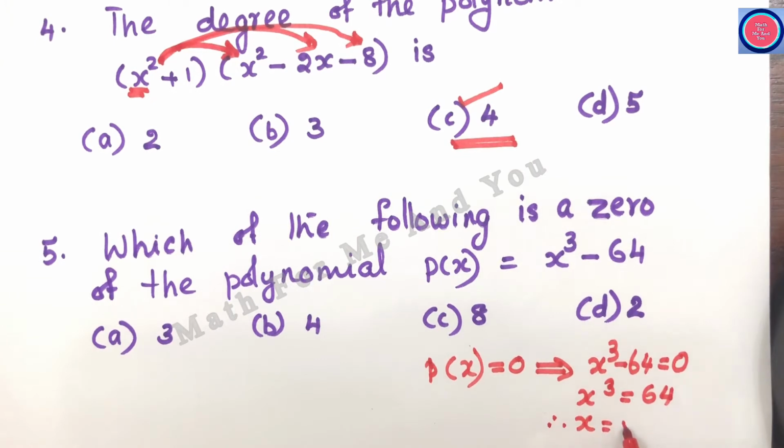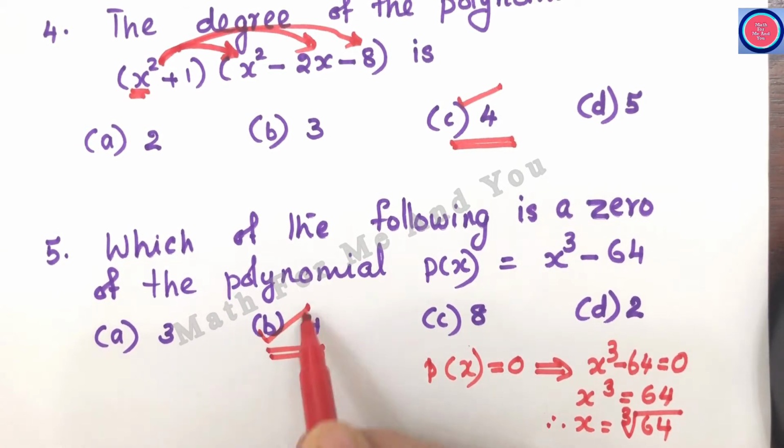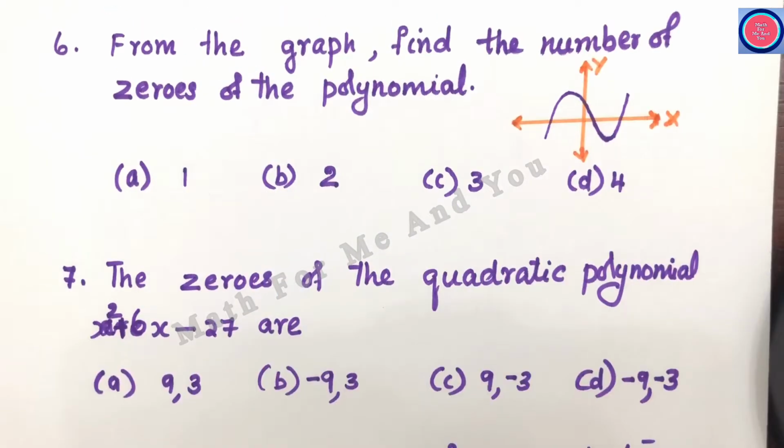X equals cube root of 64. And what is cube root of 64? Which number repeats 3 times to get 64? It is 4. So 4 is the correct answer. Option B, 4.